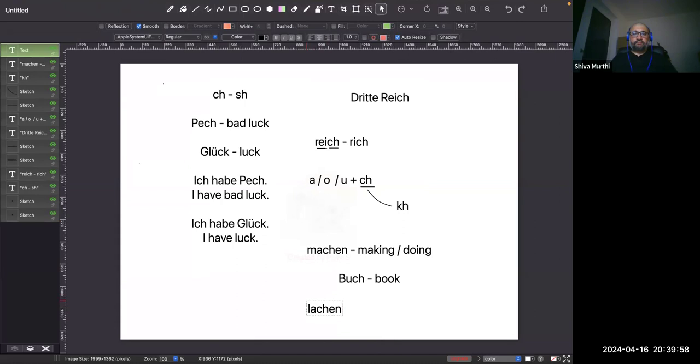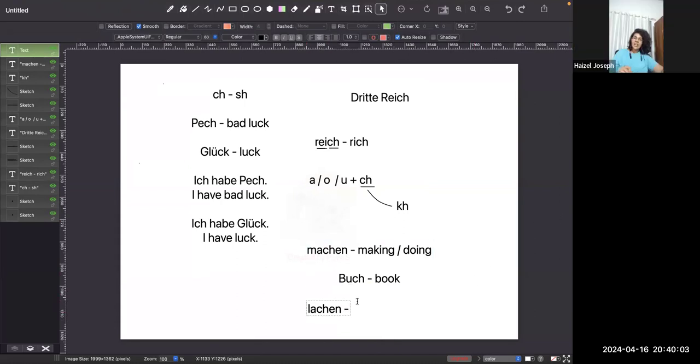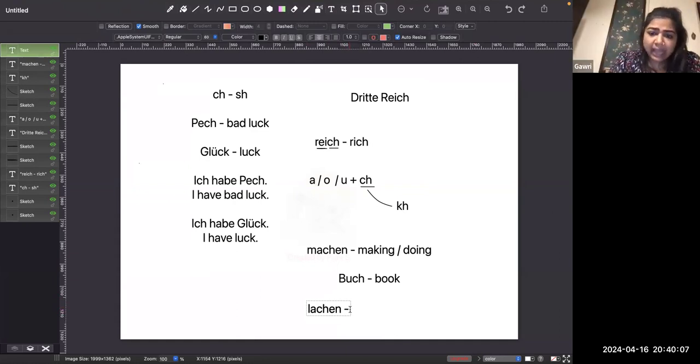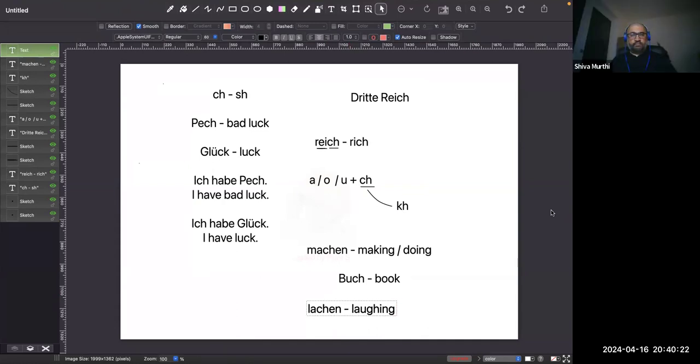How would you pronounce this word? Lachen. Correct. Lachen means laughing.